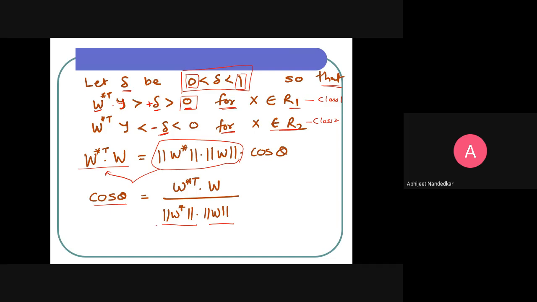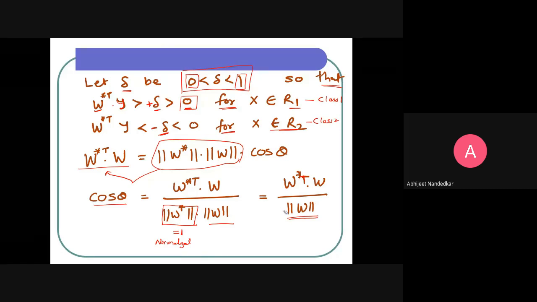And you know that the value of norm of W star is equal to 1 since we have already normalized. Okay, so since this is normalized, this is equal to 1, so I can write this as W star transpose W divided by just norm of W. This is not normalized, so this is as it is. So actually this will be 1 multiplied by that, so this one you can skip.